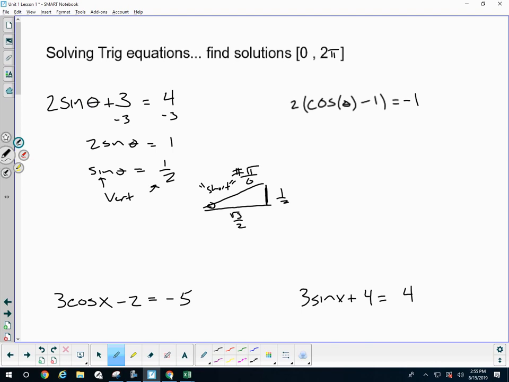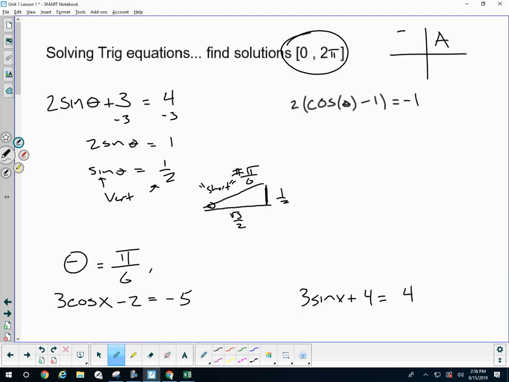I need to find the pi/6 locations that give me sine values that equal a positive 1/2. You might think, oh, that's my answer, pi/6. That's not all my answers. We are looking for all solutions between 0 and 2 pi. 5 pi/6 is my other one. Now, here's an easy way to remember the other locations. I like to do this.